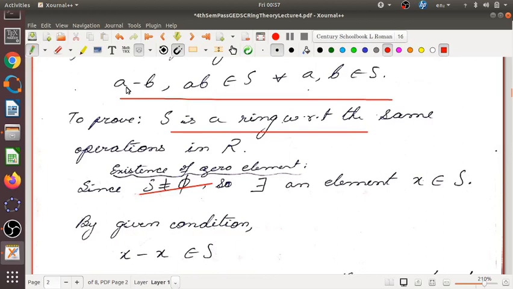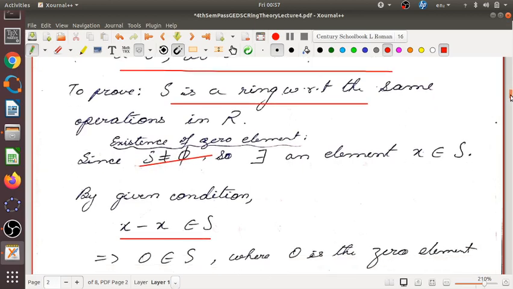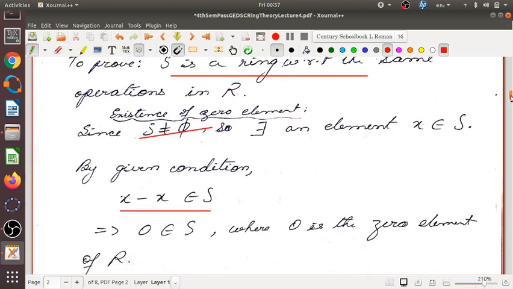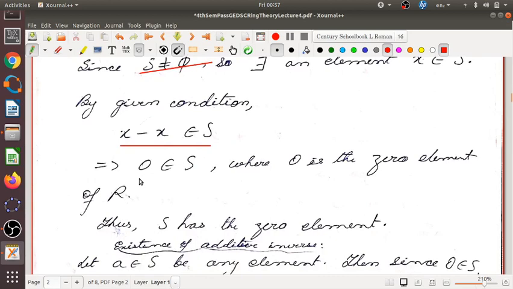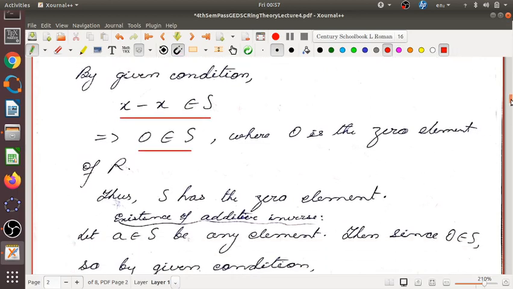So by the given condition, what can we write? We can write that x minus x is an element of S, right? Because if a, b are any elements of S, then a minus b is also inside S. So in particular, if x is an element, then x minus x has to be inside S. But what is x minus x? By the property of a ring, it's 0, where 0 is the zero element of R. Thus S has the zero element.